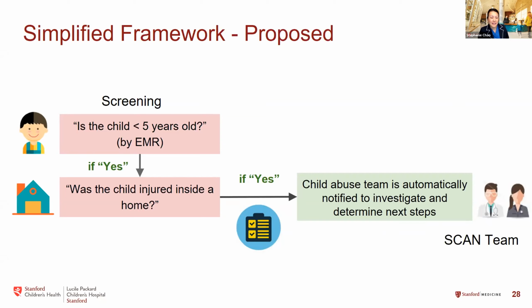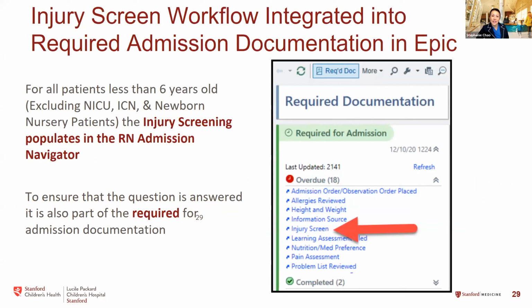And this is something that the EMR can pull out for us. And then if that is true, does this child have an injury and was that injury sustained in a home? And if that's true, then ideally the child abuse team would be notified to investigate and determine the next steps. So this is what the workflow that we developed now looks like, and it was built into Epic. So this is the injury screen workflow that is now built into the required admission documentation in Epic.